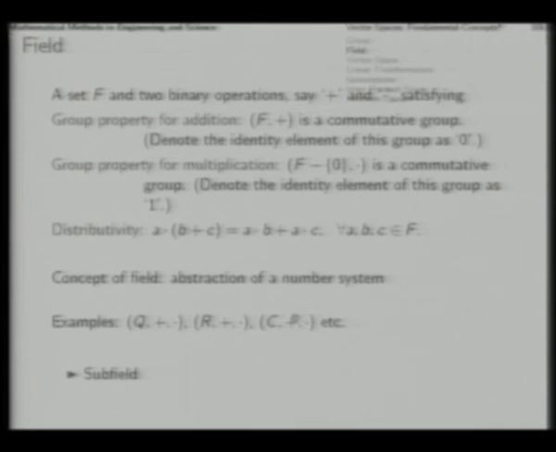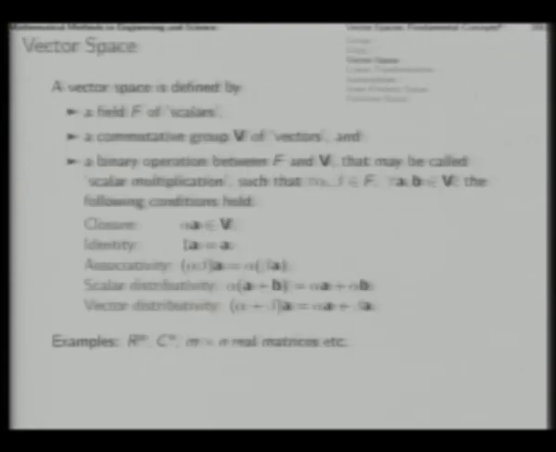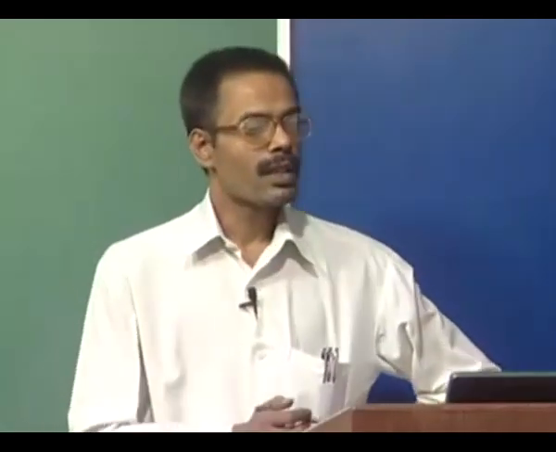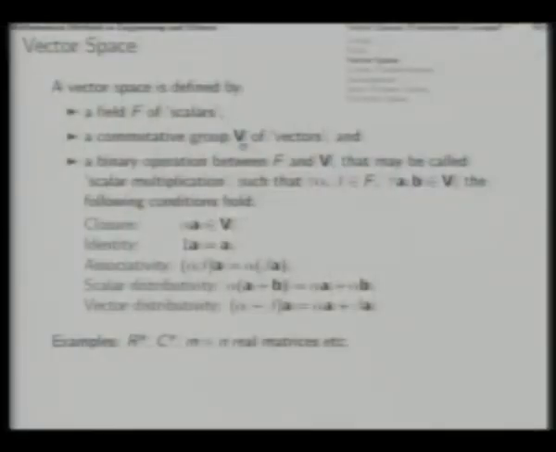Now, we have got groups and fields defined. With the help of these, we can define what is called a vector space. A vector space is defined by first a number system, a field F of scalars. Elements of this set F are quite often referred to as scalars. Then a commutative group V of vectors, with its own addition rule.